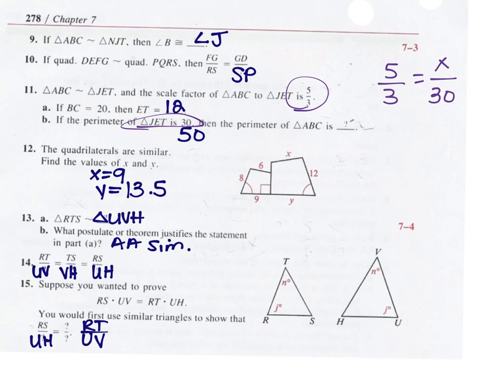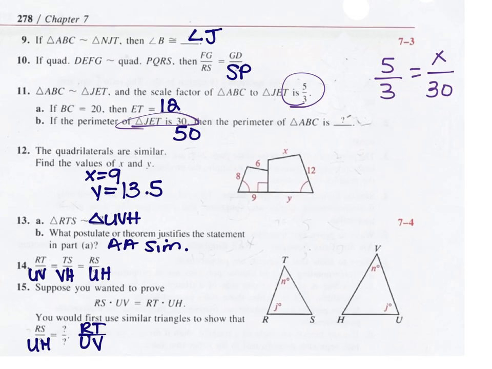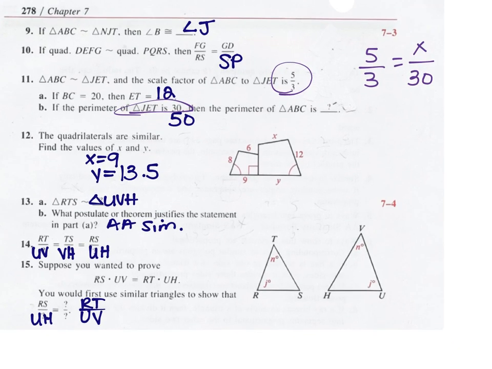Number 11, they give you the scale factor. So you just had to do 5 over 3 equals and then set up what you're missing. So BC is the 20. It would have been 5 over 3 equals 20 over X, and then cross multiply and divide, you get 12. And B, if the perimeter is 30, remember the ratio of the perimeters is the same as the ratio of the sides. So it would be 50 for the perimeter of ABC. Good on those?